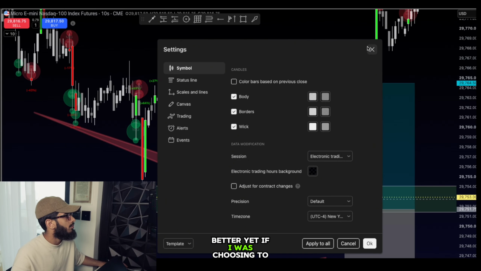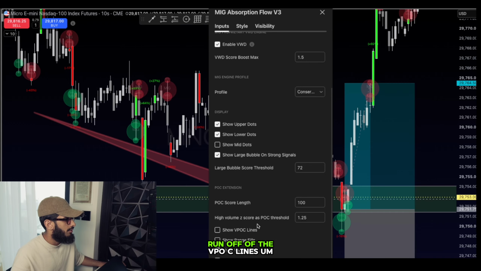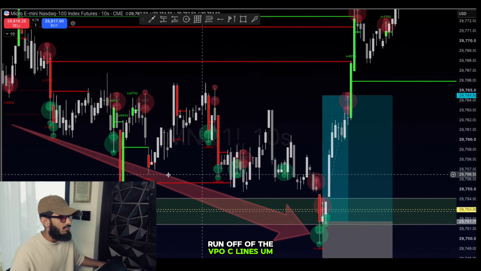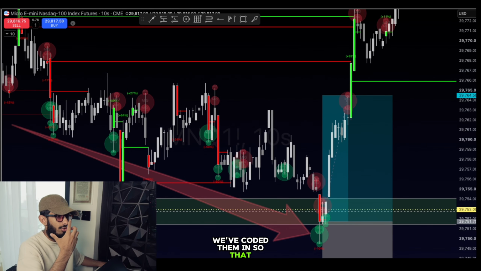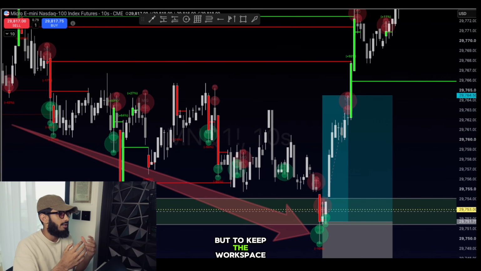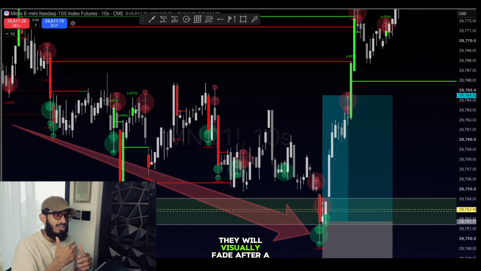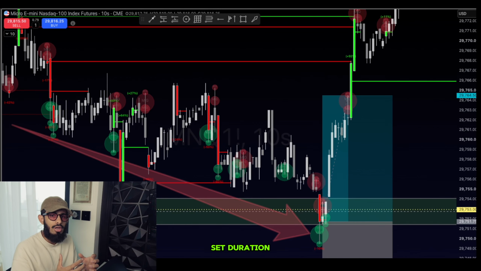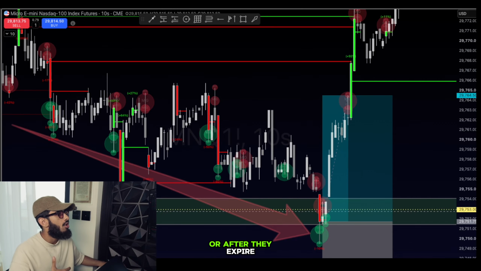Better yet, if I was choosing to run off of the VPOC lines, we've coded them in so that we obviously have the color toggle for your green and red bars, but to keep the workspace nice and clean, what will happen is that those active VPOCs, they will visually fade after a set duration and then completely delete themselves once price has cleanly crossed them or after they expire.